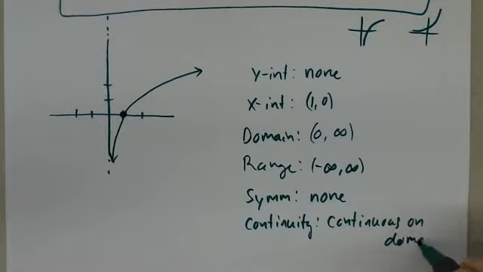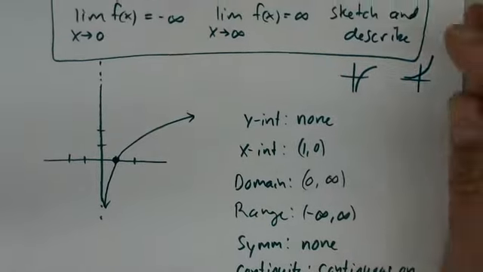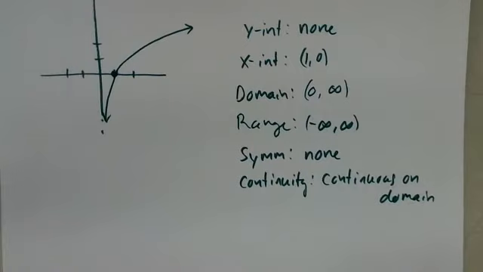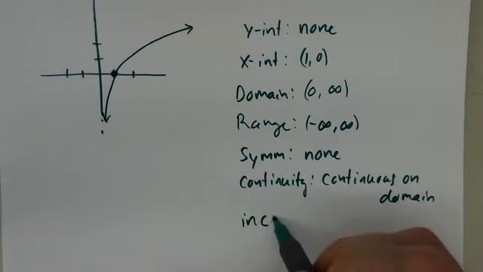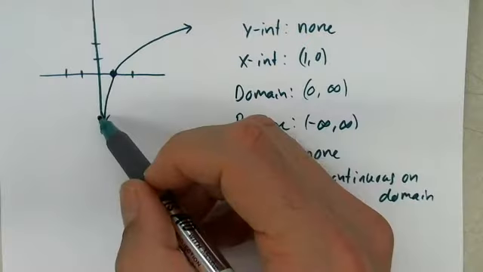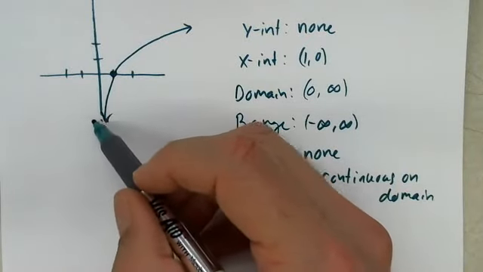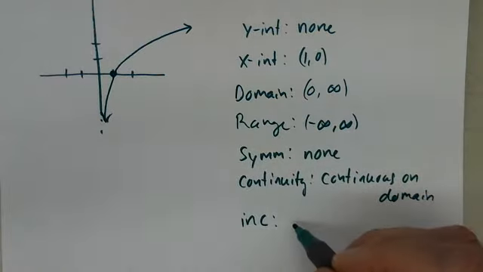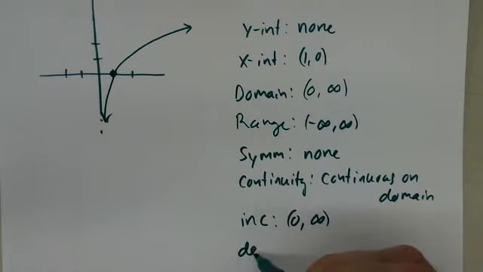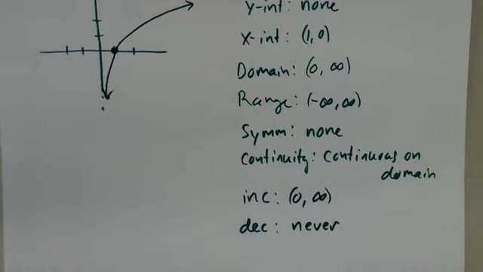And if we just say it's continuous on its domain, then we can say it's continuous from 0 to infinity. Is it increasing? Yes, this arrow does not mean decreasing. We don't read it as decreasing. We read the graph from left to right. And so it's increasing from 0 to infinity. And then when is it decreasing? It's never decreasing.